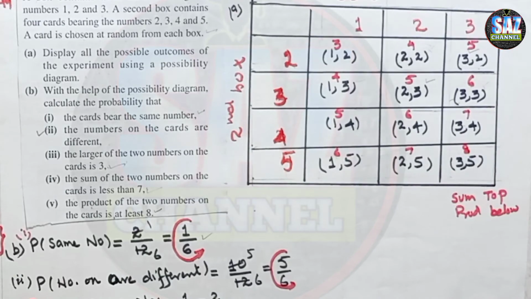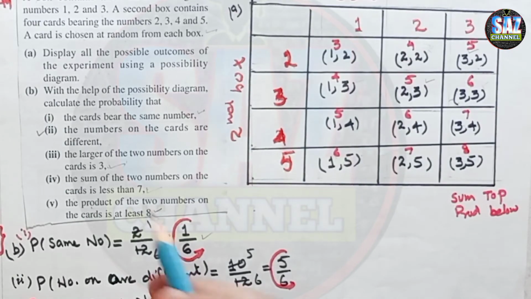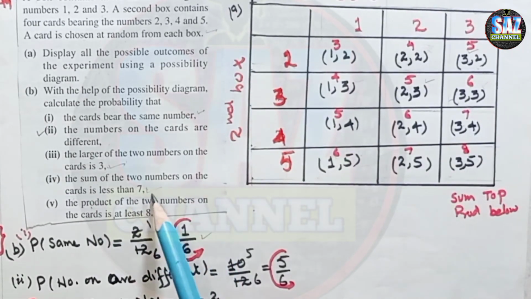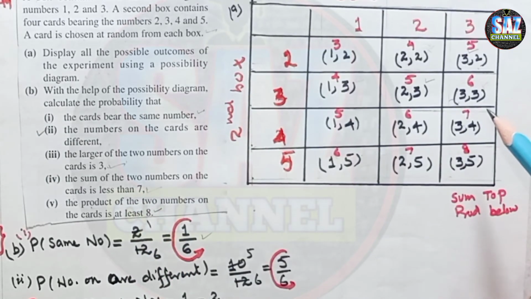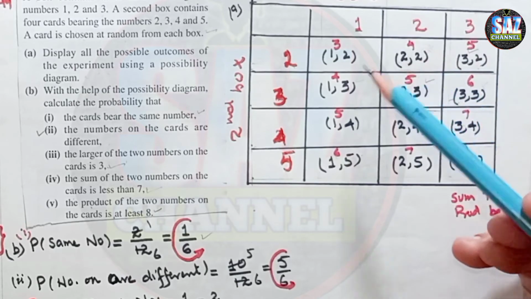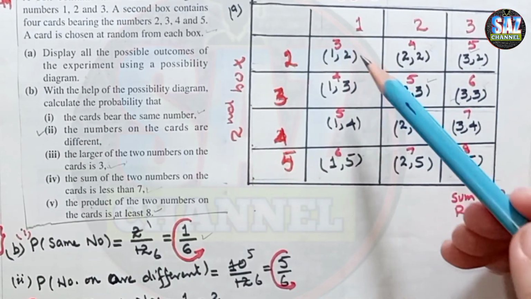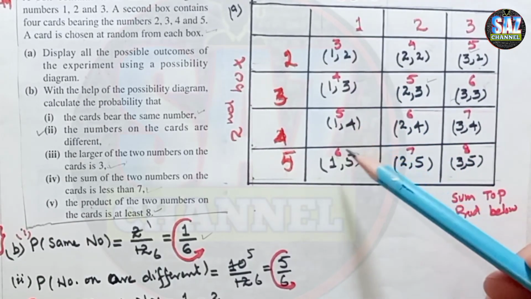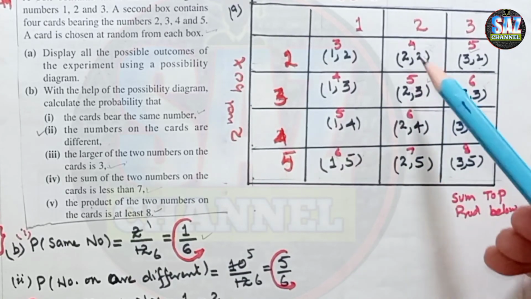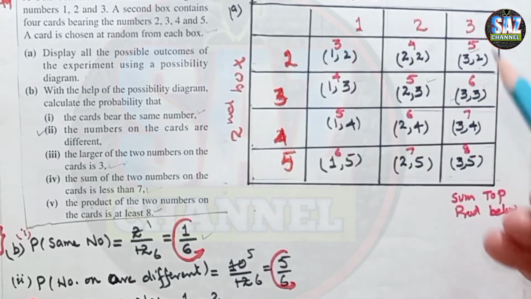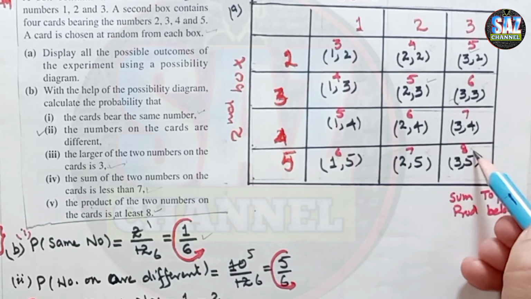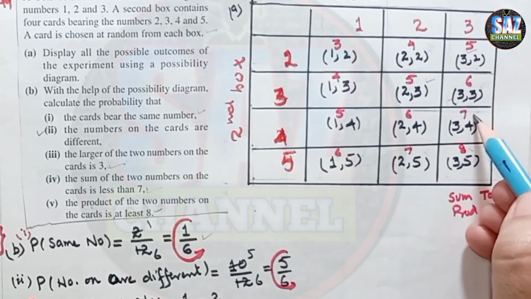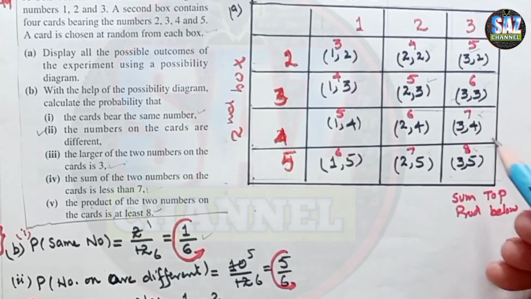Now the question says that the sum of the two numbers on the card is less than 7. Sum less than 7. Okay, now look, here the sum is less than 7: 1, 2, 3, 4. Here the sum is less than 7. 5, 6, 7. Here the sum is 7. We are not going to take it, because the sum is not less than 7.